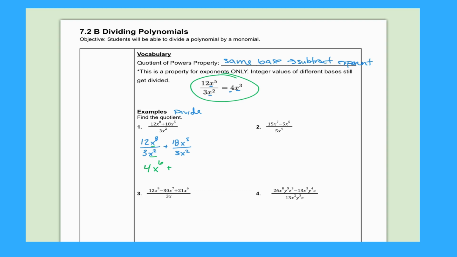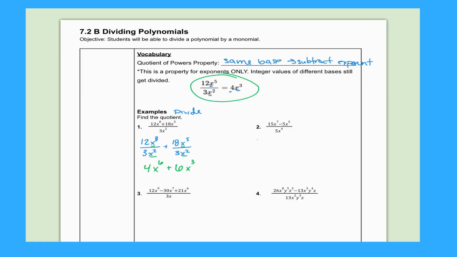And then drop that plus sign. 18 and 3, not like bases, so we can't subtract their exponents. Instead, we divide like normal. 18 divided by 3 is 6. And then the x's are like bases, so subtract the exponents. 5 minus 2, and that is 3. And then we want to make sure that we have no like terms, and it's in standard form. So biggest exponent, and then exponents get smaller.